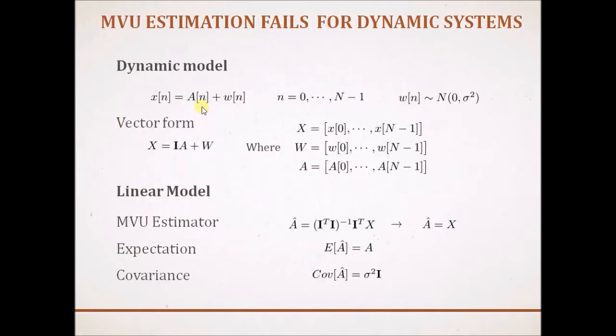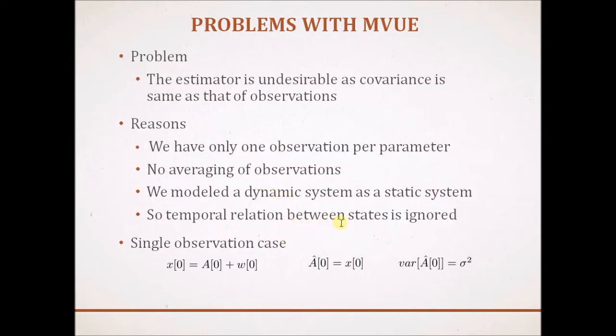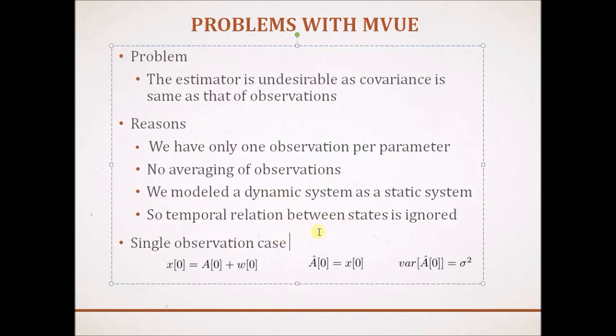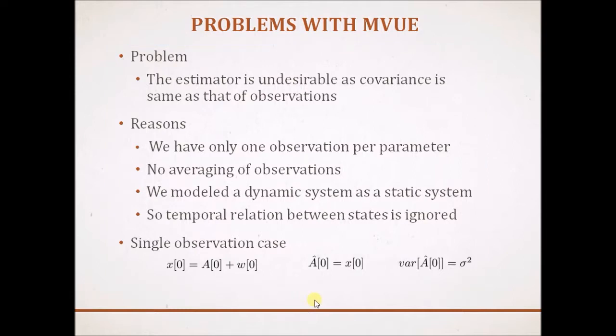That is, a of n is definitely related to a of n minus 1, and a of n plus 1 is definitely related to a of n. So if we ignore that property, we are basically not able to estimate the temporal evolution of the parameter. So in order to improve the performance, we have to basically consider the dynamic properties of the parameter.